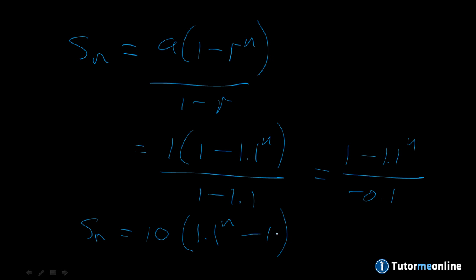Okay, now given Sn, the examiner tells us to find for what n Sn will be larger than 70. This implies that 10 multiplied by 1.1 to the power of n minus 1 must be larger than 70. Therefore, 1.1 to the power of n must be larger than 8.